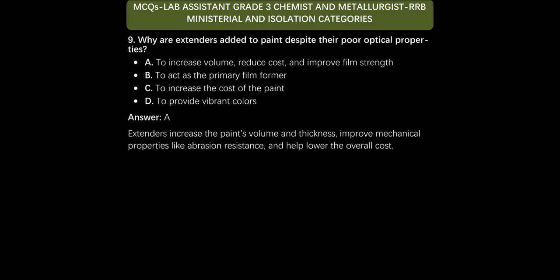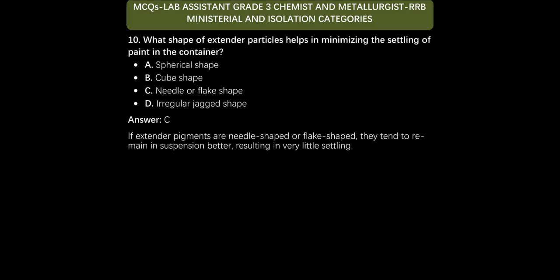Why are extenders added to paint despite their poor optical properties? Option A, to increase volume, reduce cost, and improve the film's strength. What shape of extender particle helps in minimizing the settling of paint in the container? Option C, needled or flake shape.